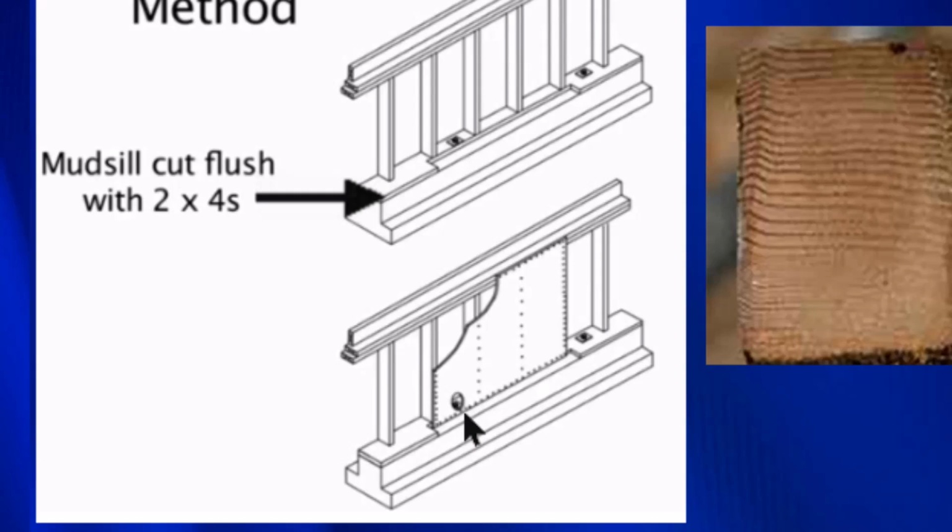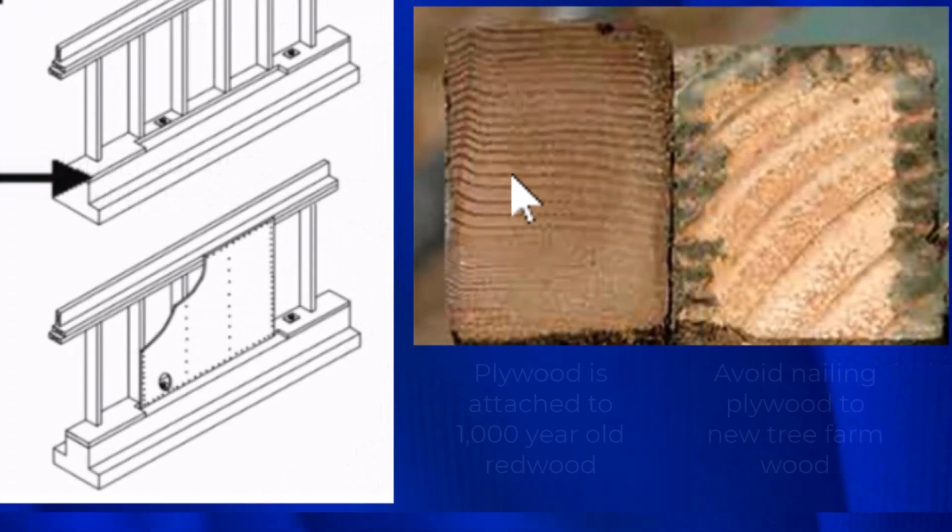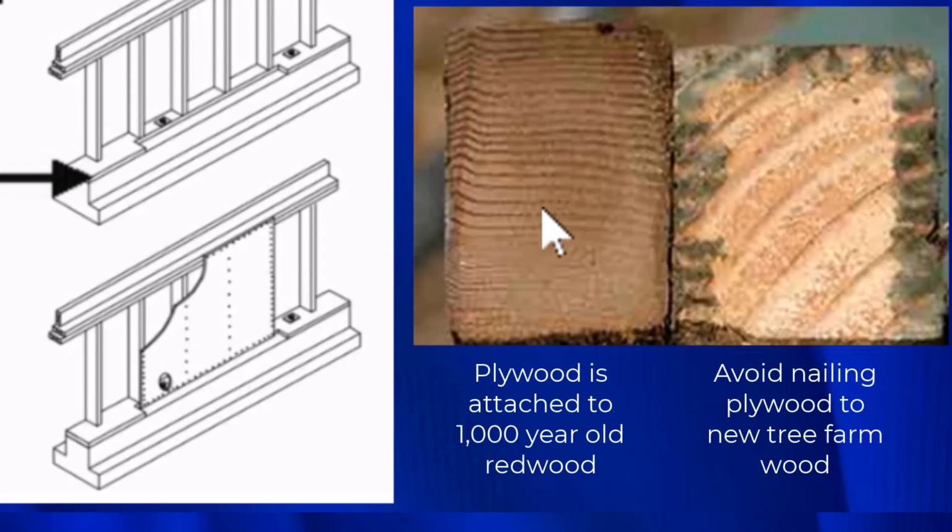And that's why, whenever possible, we try to use the flush cut method, since we've been able to attach our nails and our plywood to this very high quality wood right here that you can see is very, very dense redwood. Now compare that to the new growth wood. You can see the old growth redwood is much higher quality than the new wood you would get now. So in every retrofit we do, we always try to use the flush cut method whenever we can.